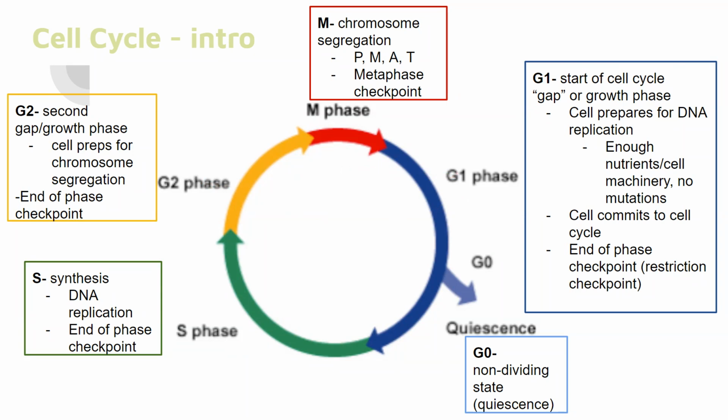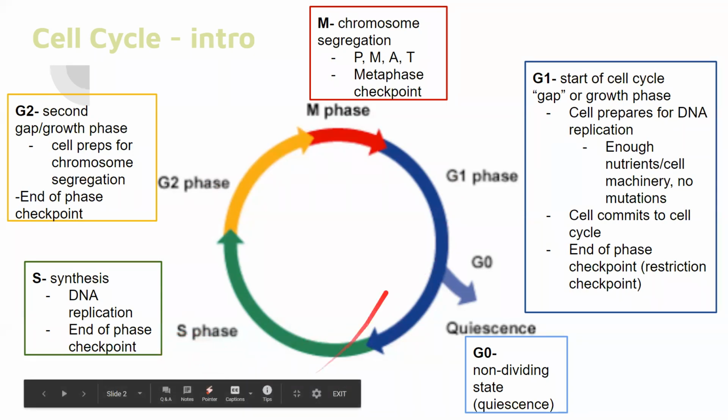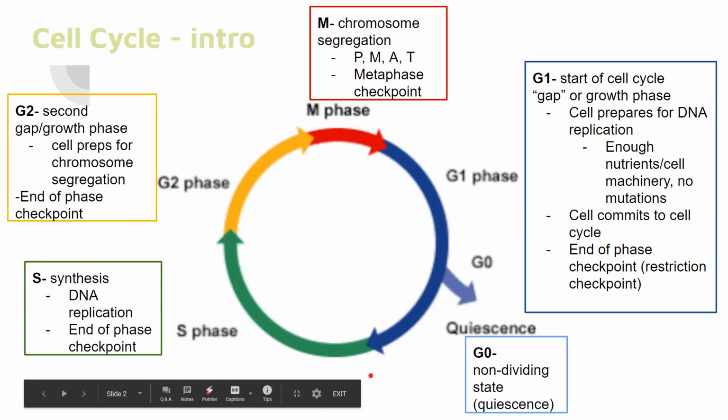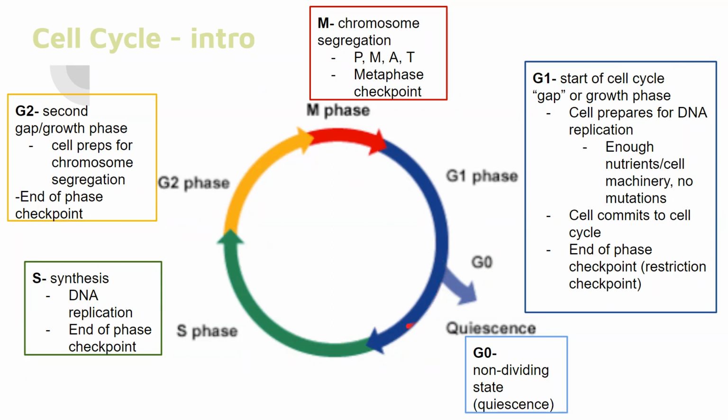During G1, the cell prepares for DNA replication, which will occur in S phase. And in order to do this, we need the cell to have enough nutrients, cell machinery, and no mutations in order to have smooth DNA replication. This is where the cell does commit to the cell cycle. And there's an end of phase checkpoint, as all of the phases have them. So S phase has an end of phase checkpoint and G2 phase has an end of phase checkpoint, just to make sure, because we can't have the cell entering different phases without making sure everything's okay. And you'll learn more detail about that next week.